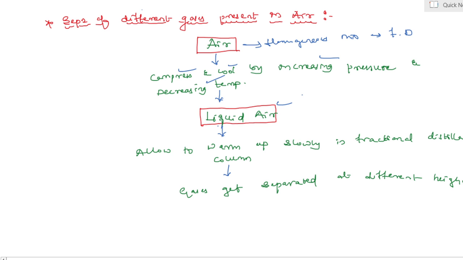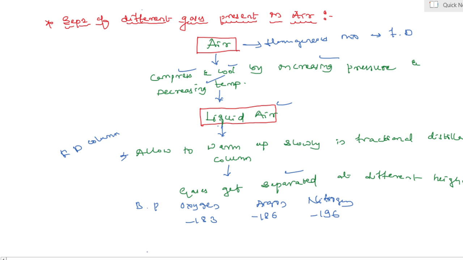This liquid air is allowed to warm up slowly in a fractional distillation column, where gases get separated at different heights depending upon their boiling points. For example, the boiling point of oxygen is minus 183, argon is minus 186, and nitrogen is minus 196.